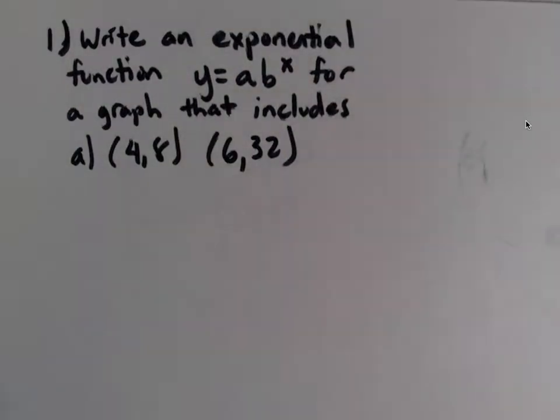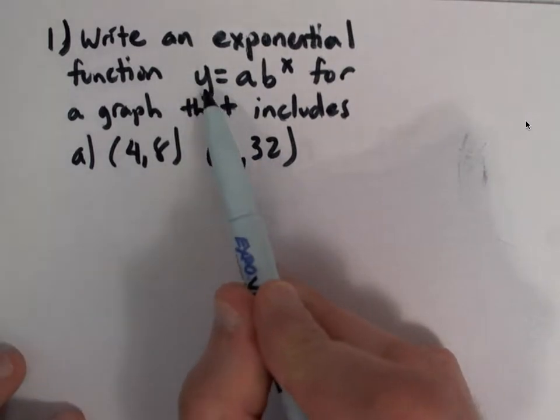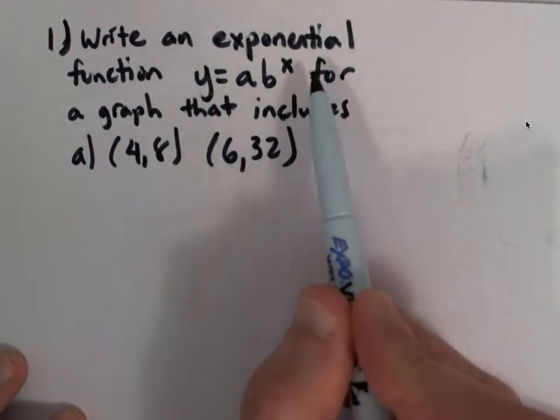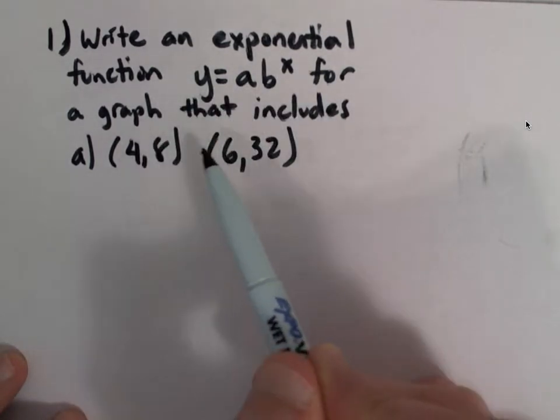Okay, let's try writing an exponential function now. We're going to write an exponential function in the form y equals a times b to the x for a graph that includes (4, 8) and (6, 32).